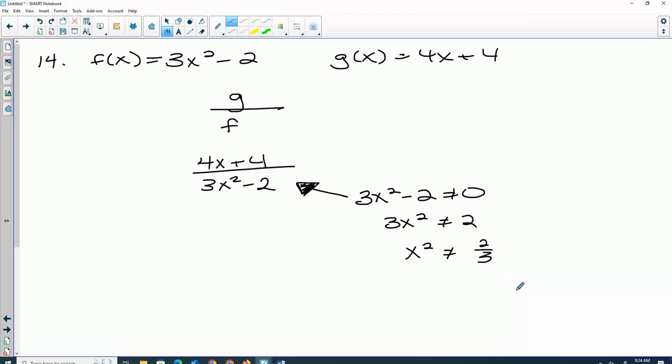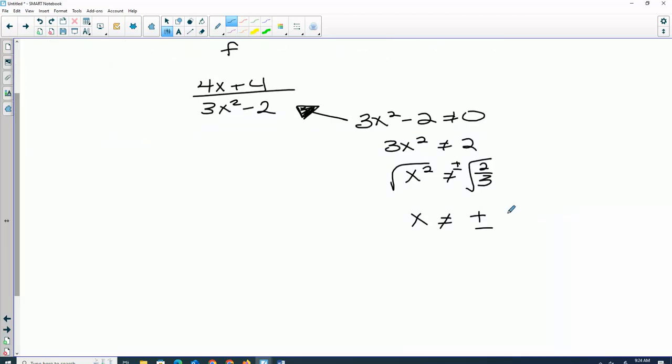Yesterday I was helping a lot of people who got stuck at this point. How do you get rid of a square? Square root. If you add a square root into your problem, what else do you have to include? Plus and minus. So x cannot equal plus or minus. Okay, 2/3 does not have a nice square root. I want the exact answer if at all possible.